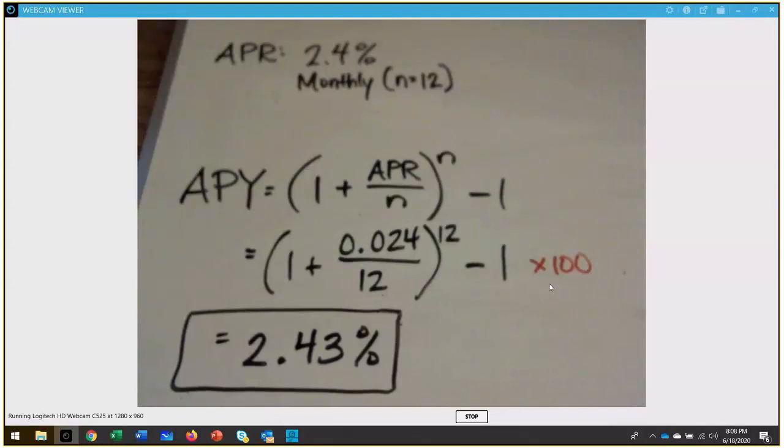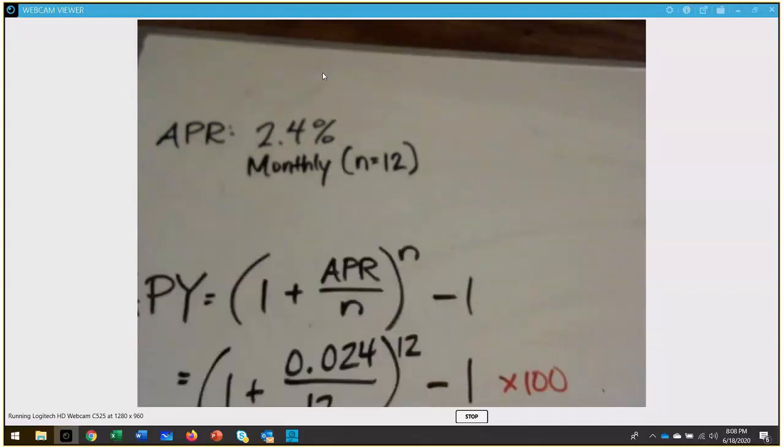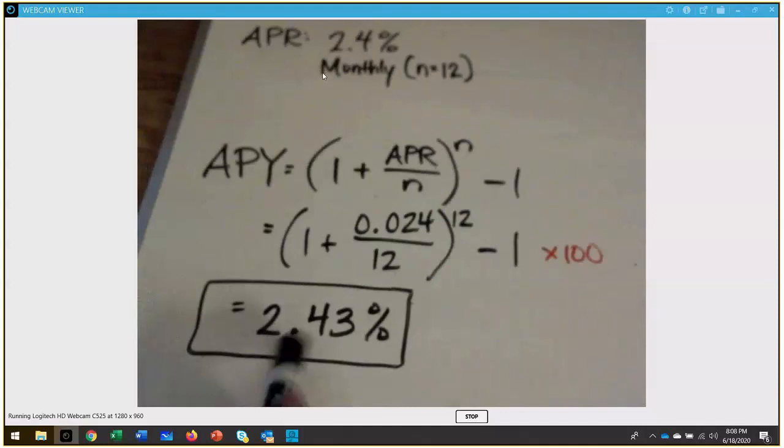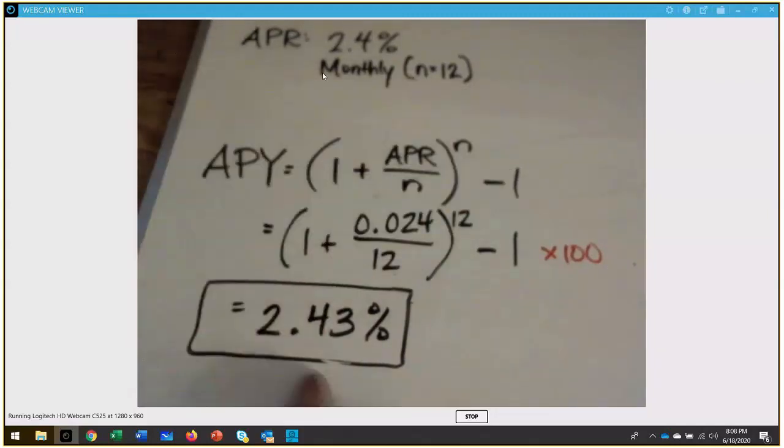So a couple things I just wanted to mention before we wrap this section up. If you look at the answer that we got, 2.43, the advertised rate that the bank was displaying was 2.4. But with the monthly compounding, it's more like a 2.43% rate. That's what that formula does. It takes the compounding out of the equation and turns it into an annual rate, so then you can compare it bank to bank. All right.